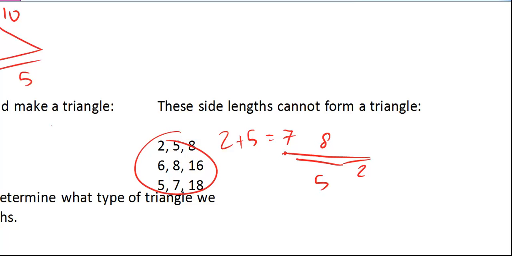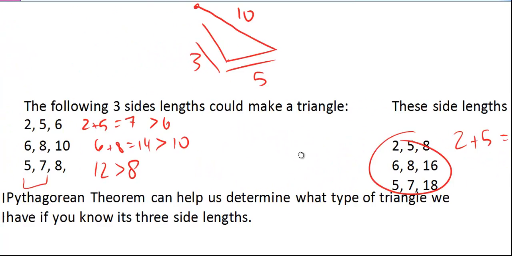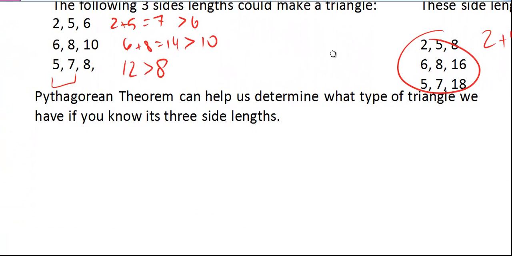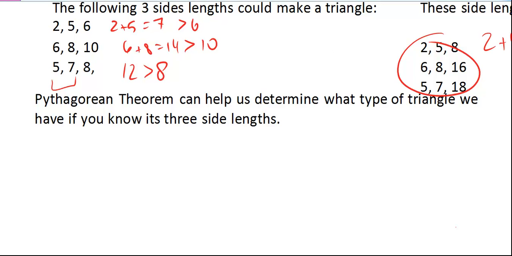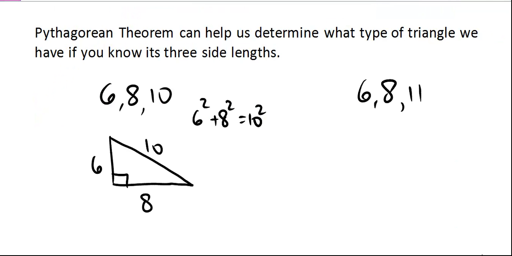So the question is, what if we know it makes a triangle, like these situations on the left, but I don't know what type? And the Pythagorean theorem is going to help us with that. Okay, so let's take a look at this example on the left. Say we are in a situation where we know 6, 8, 10 is a Pythagorean triple. We know that these sides form a right triangle. 6 squared plus 8 squared is indeed 10 squared.